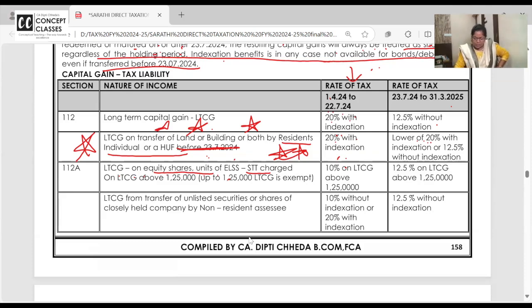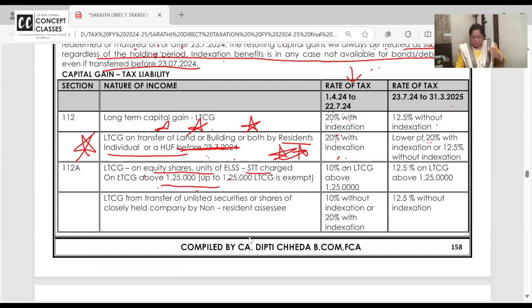Long-term capital gain on equity shares, first of all, it is exempt up to 1,25,000. Till last year, this limit was 1 lakh. From 1st April onwards, ma'am, 22nd July, no. For the whole year, long-term capital gain on listed shares on which STT is paid is exempt up to 1,25,000. Agreed. Right?